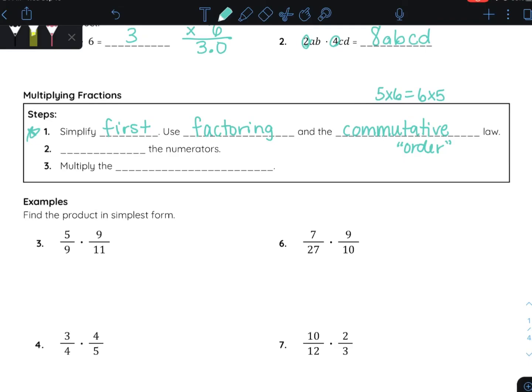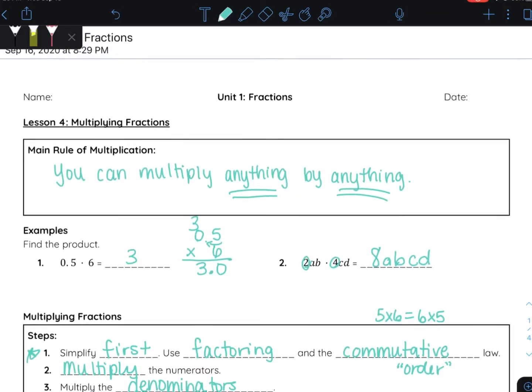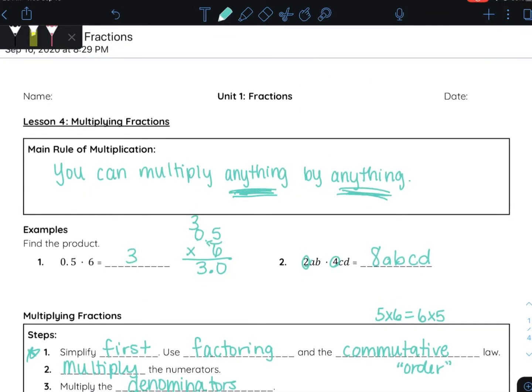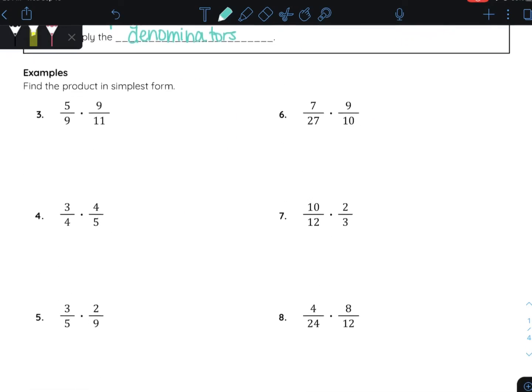So then your next step will be just to multiply the numerators and then multiply the denominators. So really, this step 1 doesn't even really have to happen, but typically you're supposed to simplify. So literally, when you multiply fractions, it's just multiply the tops, multiply the bottoms. You can multiply anything by anything, okay?